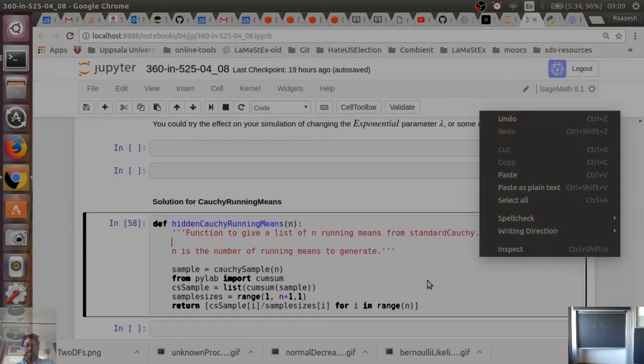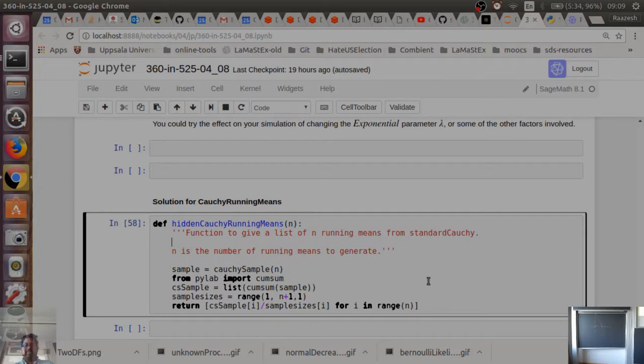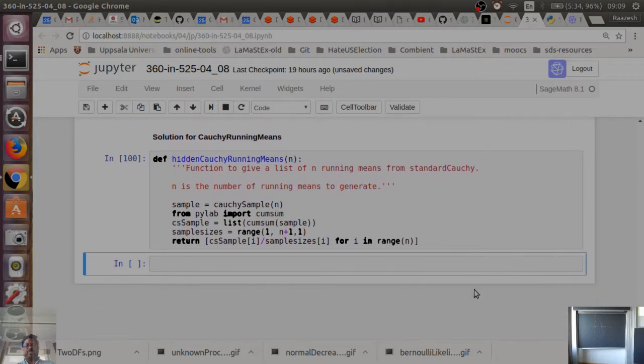Here's hidden Cauchy running means. Oh yeah, this is the solution, I guess. Okay, now let's get into the next notebook.